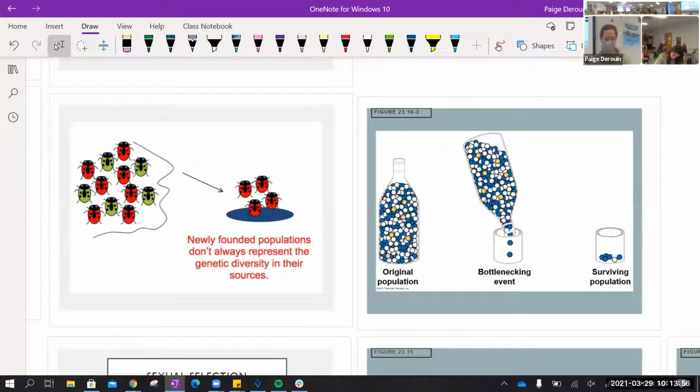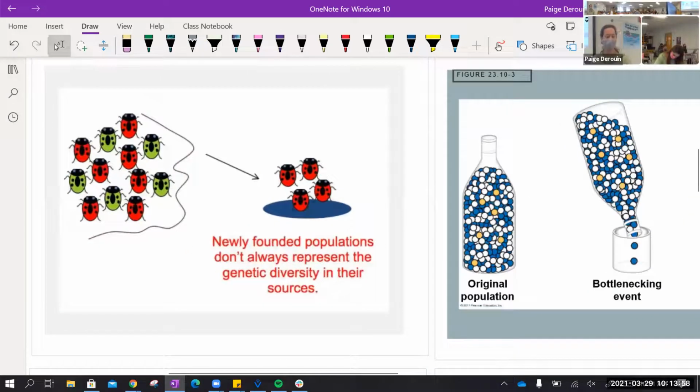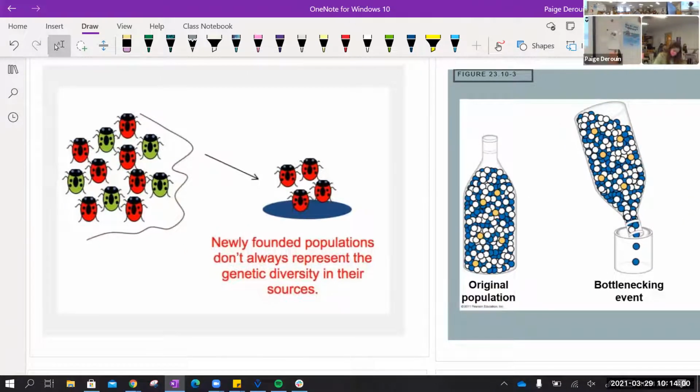Okay. I'm going to show some pictures that are related to this. Here's the first one. This is the island model. So for some reason, when the bugs got onto the island, only the red ones went. And it's just random. It's not like the red ones were better. That's just what happened. So as these bugs continue to reproduce, the variation that existed on the mainland will not exist on the island. This is what happened with the Galapagos turtles too.